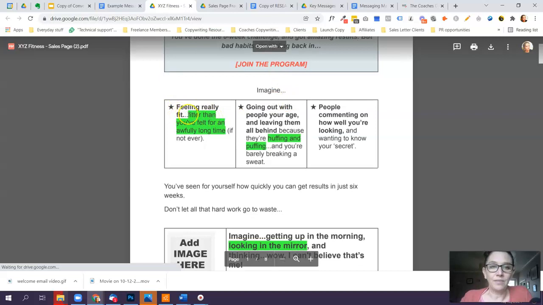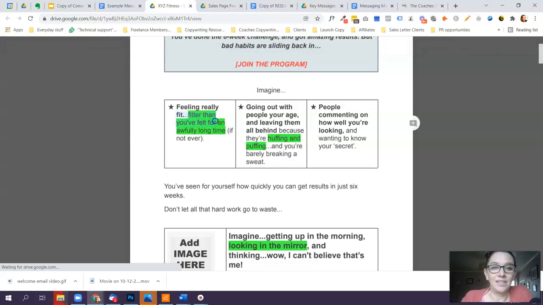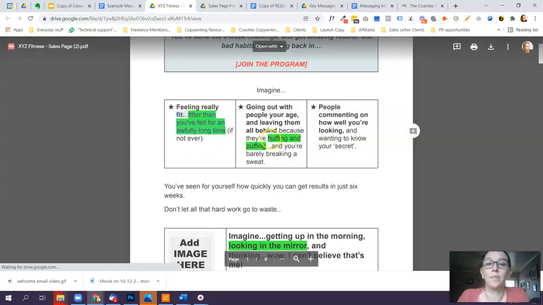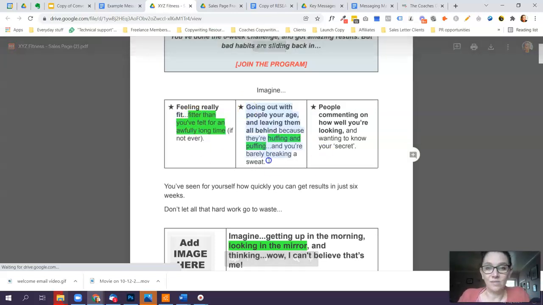And again, these big benefits that I've put here, it's language that has come out. These are literal sentences from the interviews. Somebody said, "I'm feeling fitter than I've felt for an awfully long time." Somebody else said they were really excited to be going out with people their own age and not being out of breath.